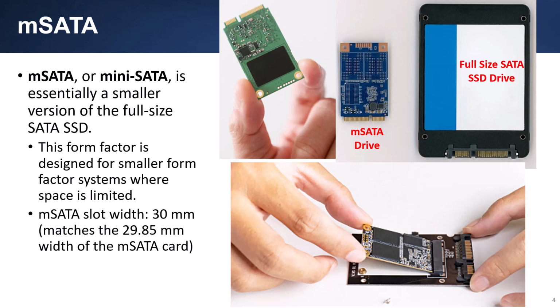mSATA, or Mini SATA, is essentially a smaller version of the full-size SATA SSD, which is shown in the right corner. This form factor is designed for smaller form factor systems where space is limited. The mSATA slot width is 30 mm, which matches the 29.85 mm width of the mSATA card.